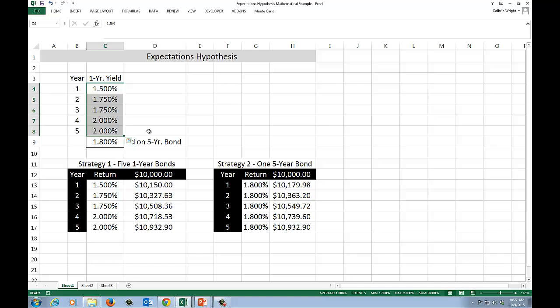If this is in fact what happens over the next 5 years, then you have two options when it comes to investing. You could invest each year in a 1-year treasury and earn those returns. Alternatively, you could just invest all of your money right now in a 5-year treasury bond. And the expectations hypothesis says that investors should be indifferent between those two options. So if you look at how that would play out, here's what would happen.